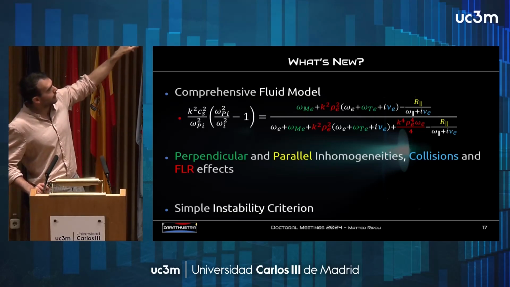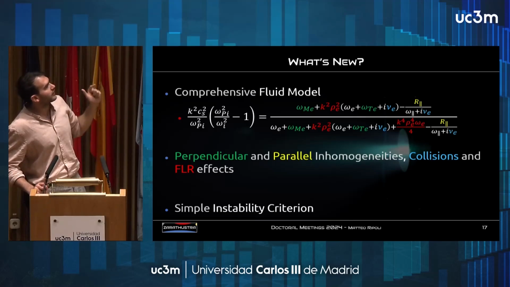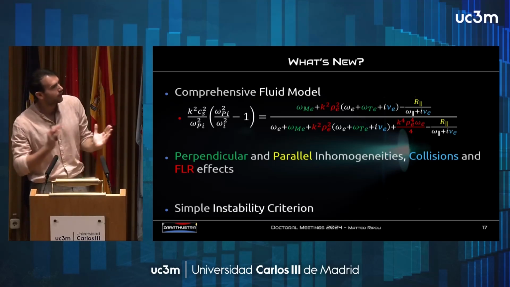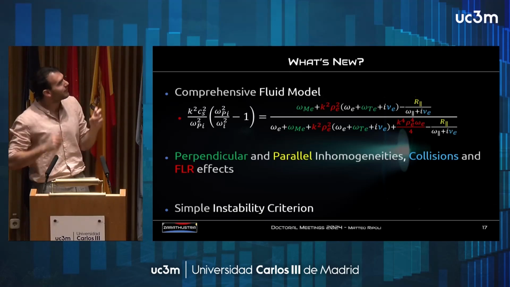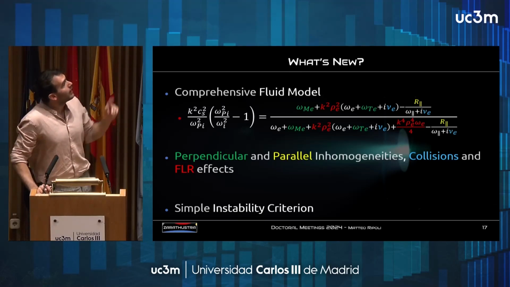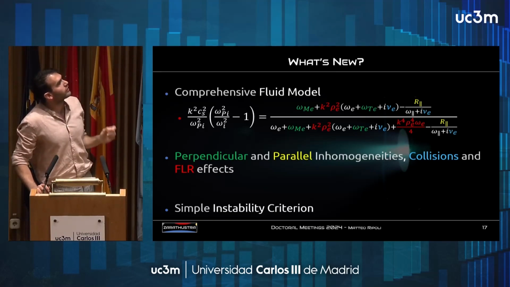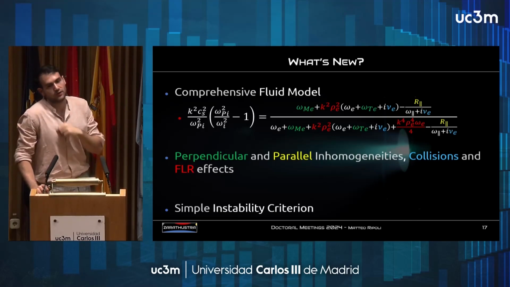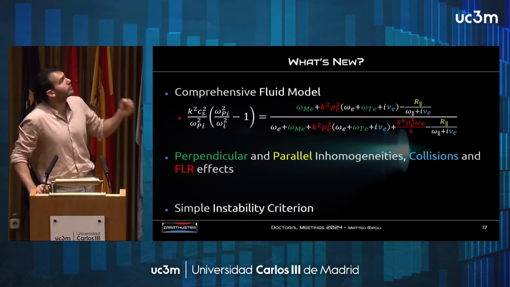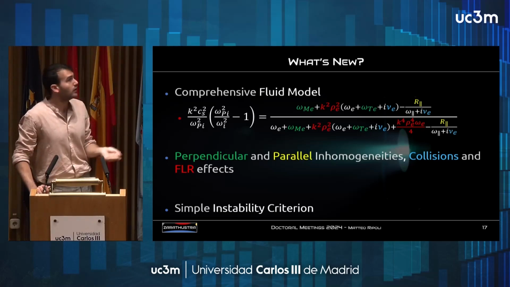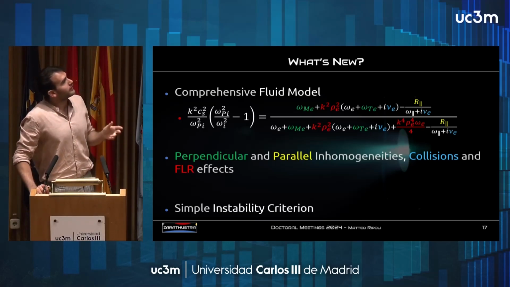And then we also kept gyroviscous and inertial effects that give you some finite Larmor radius correction, so it allows you to move a little bit further into the semi-short wavelength. And what we added, our novelty, is the yellow term there, which takes into account parallel propagation, which was, okay, already modeled in the literature, but also parallel inhomogeneities of our plasma.